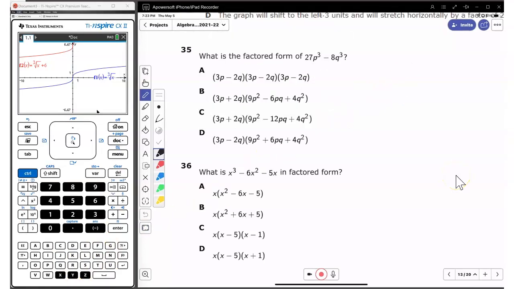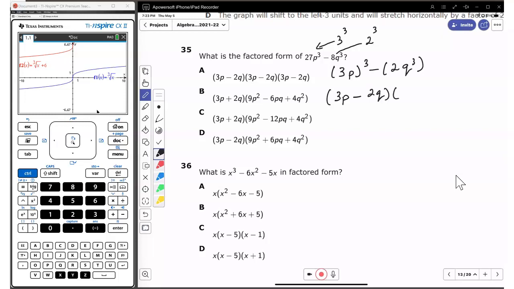For number 35, we are going to factor. Remember, this is a difference of cubes. So we have parentheses 3p to the third power minus 2q to the third power. How did I get that? Well, you know that 3 to the third power is 27. And we know that 2 to the third power is 8. And this is just a formula. So we have 3p minus 2q.